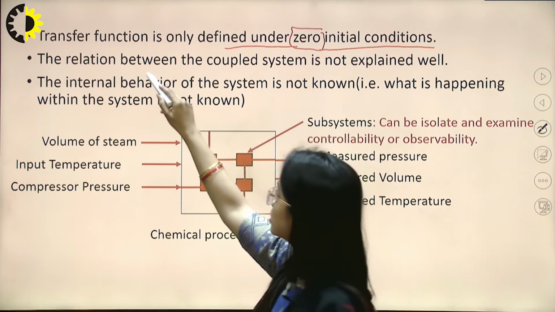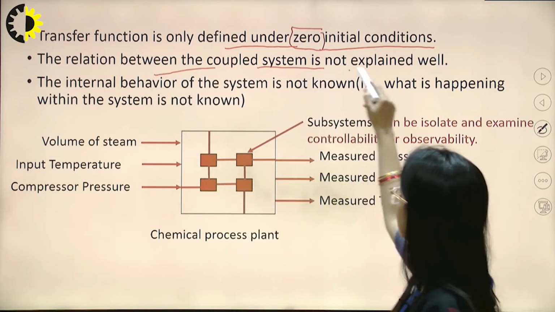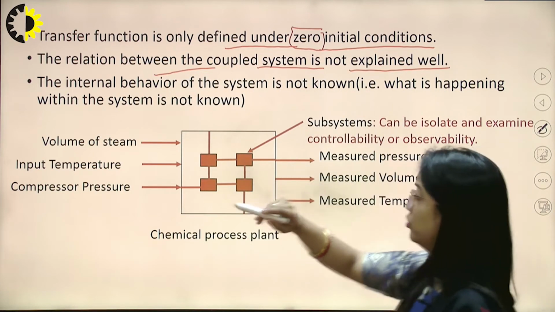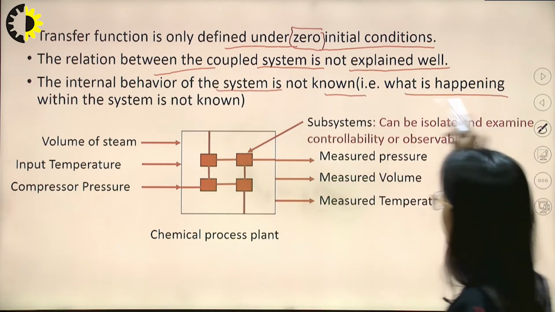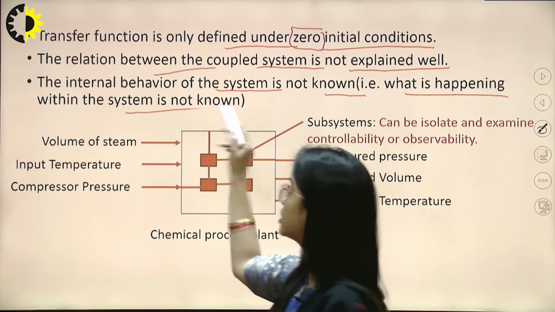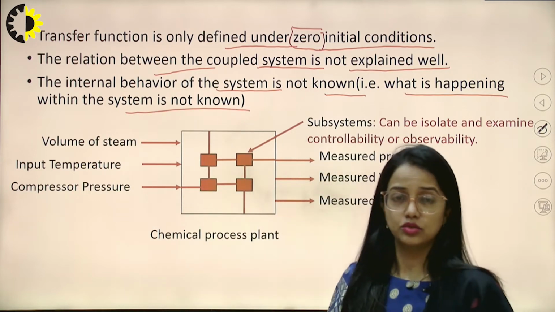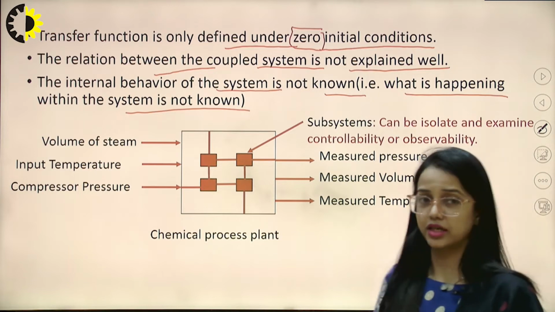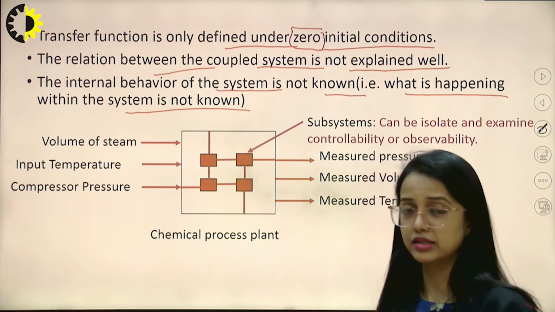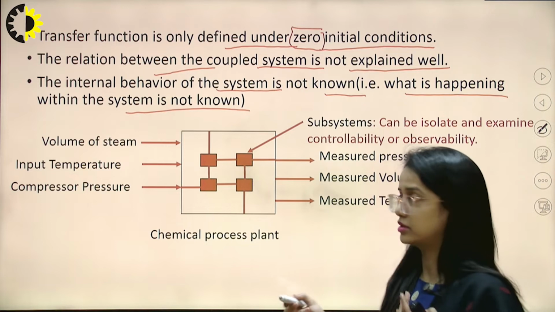The relationship between the coupled system is not explained well. Now, internal behavior of a system is not known. That is, what is happening within the system is completely unknown to us. So this is something which we can categorize as limitations or demerits.